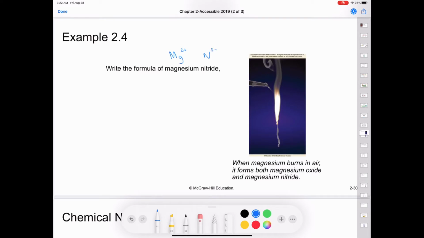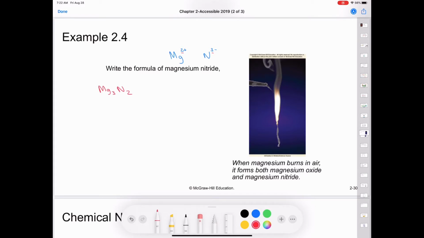And so if we want to make an ionic compound, we have to combine this magnesium and this nitride in such a way that the charges are going to balance out. Now again, you can use the book's trick where he swaps the quantity of the superscript. So he swaps the 2 and the 3, so you write Mg3N2, and that would be magnesium nitride, and that is the correct answer.